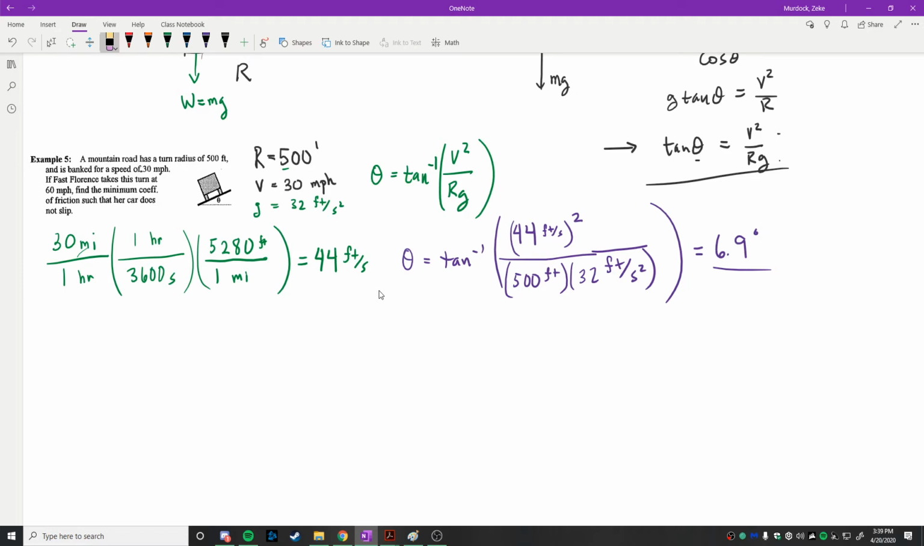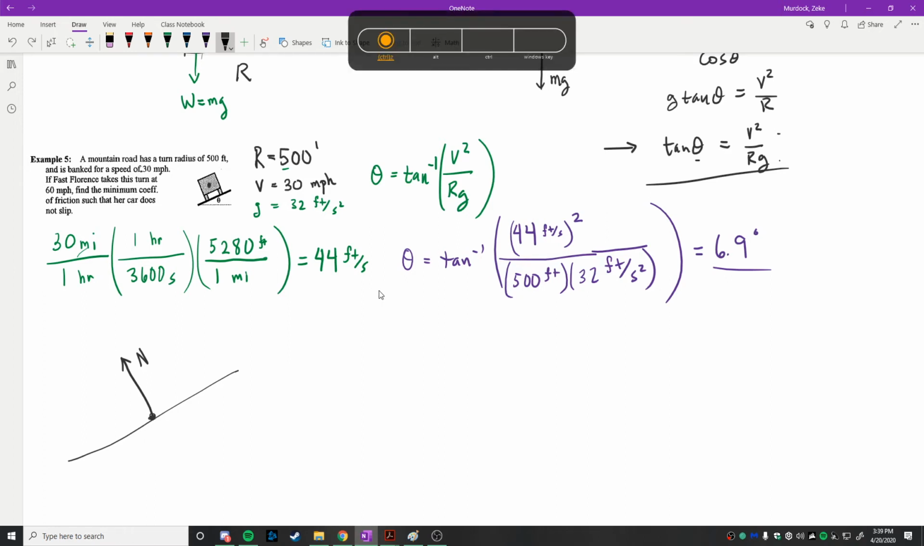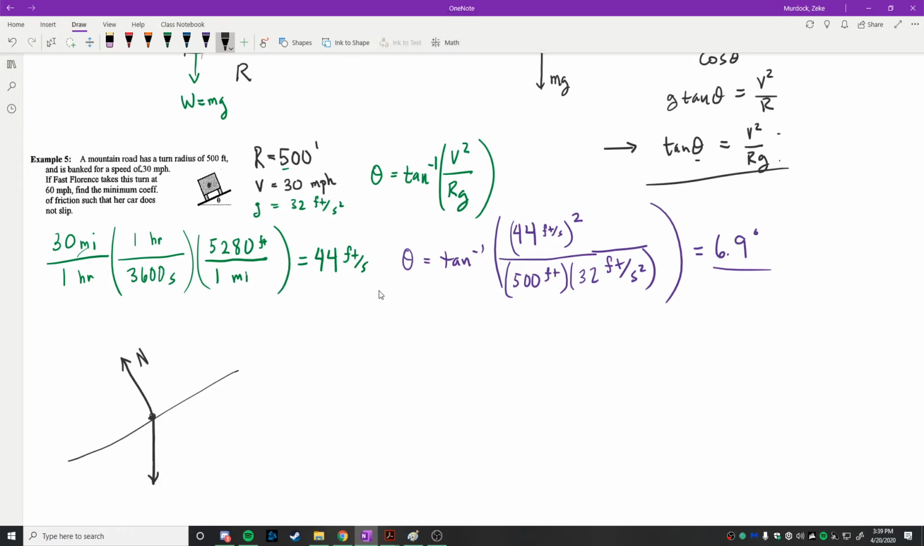So we know the angle, and then it says if fast Florence takes this curve at 60 miles an hour, find the minimum coefficient of friction so that the car does not slip. Okay? So same problem. We've got our ramp. We've got our car. I'm just going to use a little dot to represent our car right here. We know the forces on the car too. One of them was the normal force that goes this way, and the other one was a weight vector that goes down this way.